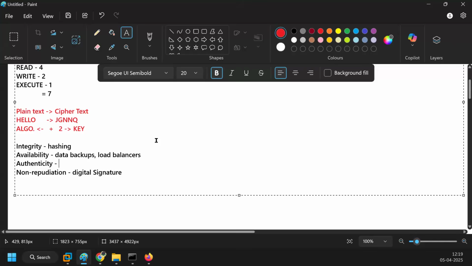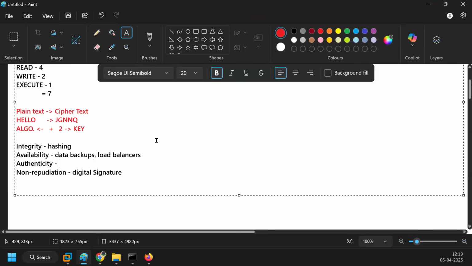Right now, the next one we have is non-repudiation. Any guess? Any idea, guys? What is this non-repudiation? Like to check that the message or any file we have got is from the sender that we were expecting.